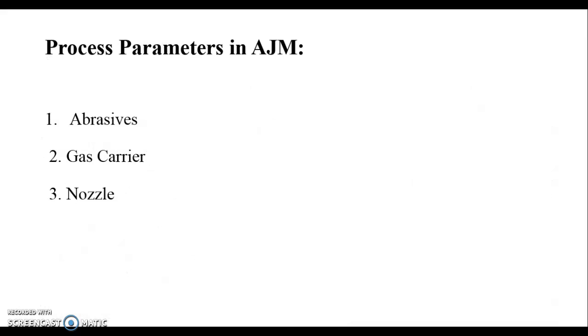Then there are some process parameters, that is abrasive, gas carrier and nozzle. The first parameter, the abrasive material used, is aluminum oxide or silicon carbide. The grain size is around 25 micron. The shape of abrasive is generally spherical and the mass flow rate is 3 to 20 gram per minute. The second parameter is gas carrier. The type of gas used is air, nitrogen or carbon dioxide. The air density is 1.3 kg per meter cube and the flow rate is around 30 liter per minute.